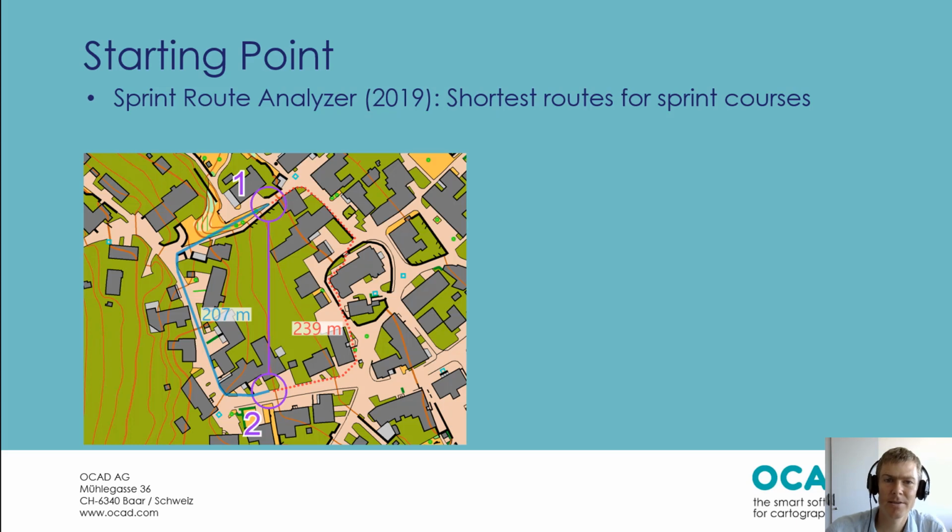The Route Analyzer already exists in OCAD, but the current version shows only the shortest route between two controls and not, as the new one, the fastest route. You see that here in this example. For example, the runnability of the map symbols is not considered. The route goes straight through the green areas, and also the height, the elevation, is not considered in the previous version.